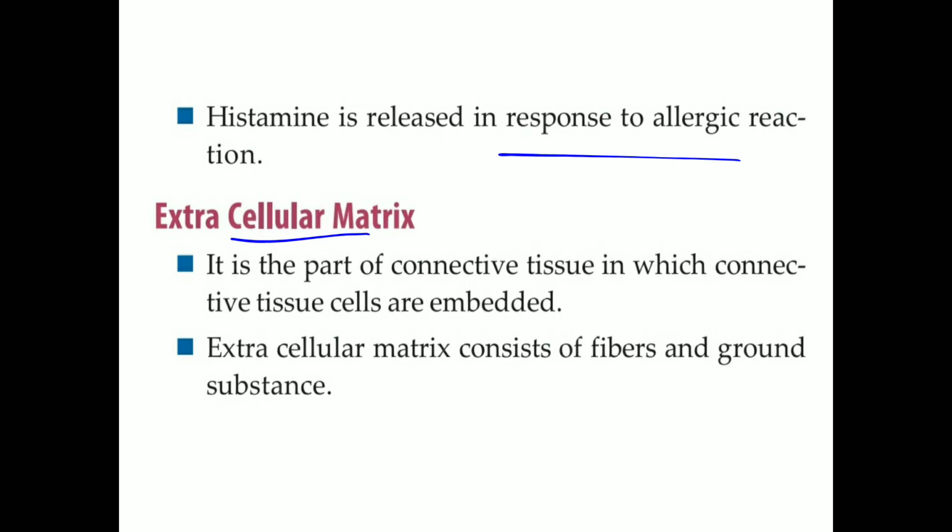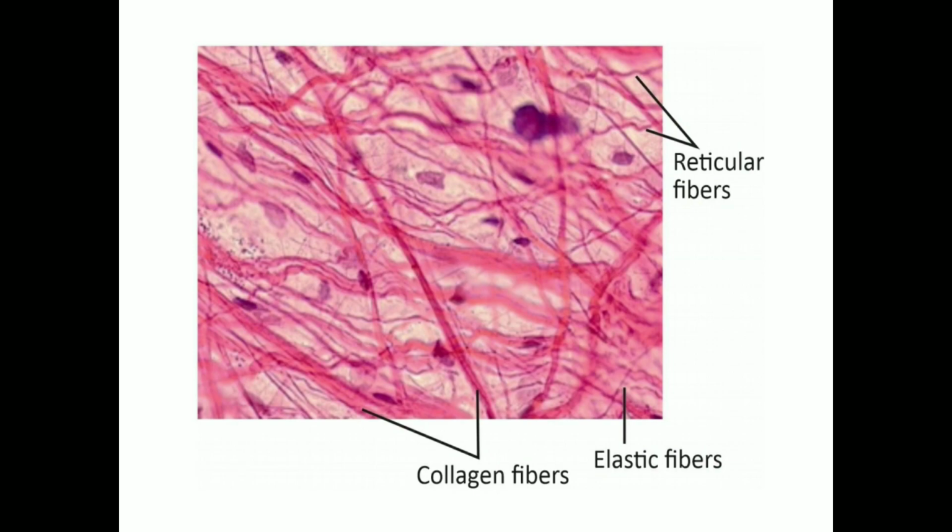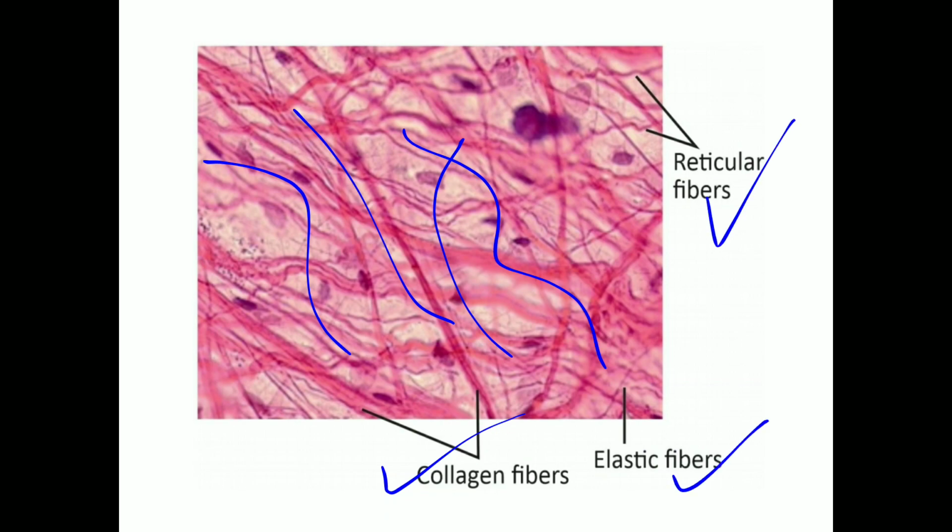So we have already discussed the connective tissue cells, and now is the connective tissue matrix consisting of connective tissue fibers and ground substance. It is the part of the connective tissue in which connective tissue cells are embedded. Connective tissue cells are present in the extracellular matrix, and the extracellular matrix is formed of fibers and ground substance. You can see that here. There are the fibrous structures, which include collagen fibers, elastic fibers, and reticular fibers. And in between that, there is ground substance.